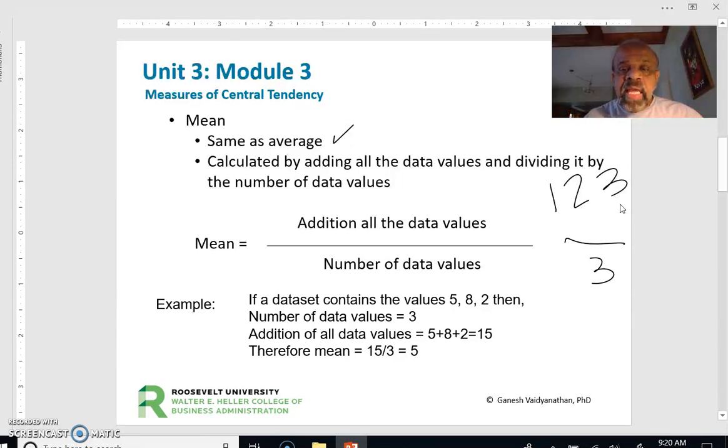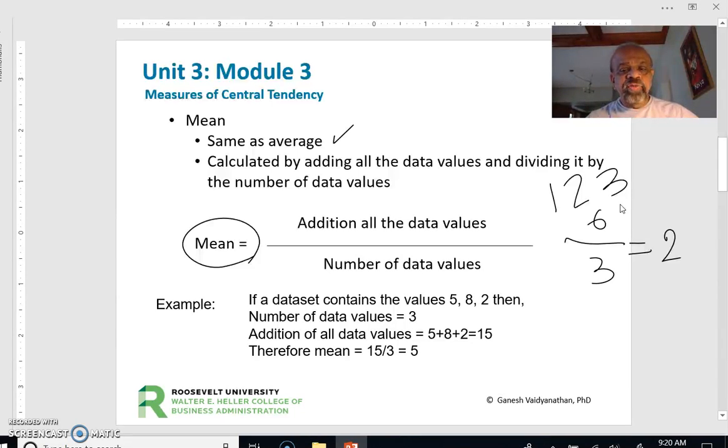Okay, and the addition of these is 3 plus 2 is 5 plus 1 is 6, and the mean is going to be 2. That is basically how I'm doing it: I'm adding all the data and dividing it by the number of data that I have. That is my mean.